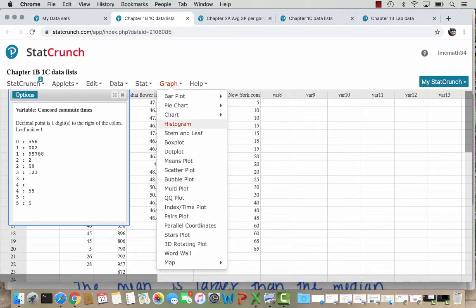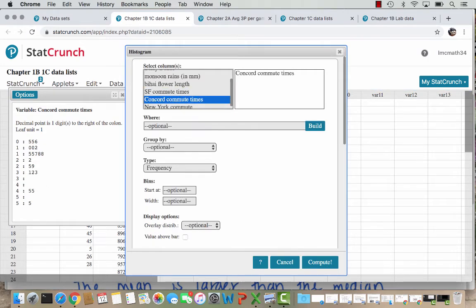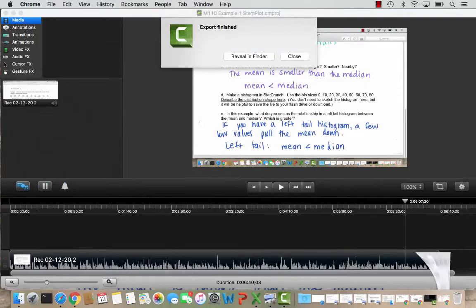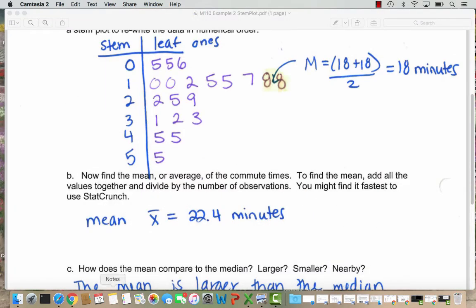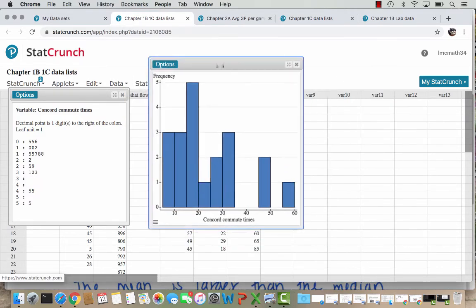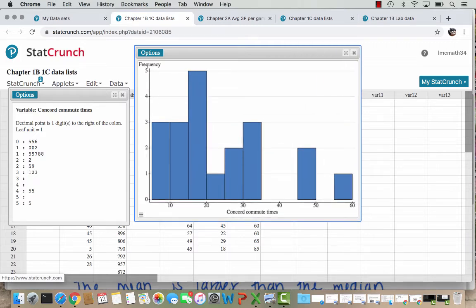If you think about it as a histogram, this is sort of just a histogram, but with bin size 5. So if we look at a histogram for this Concord commute time, we start at 5 and make our bin width 5, and then we say compute. This looks just like a rotated version of our stem plot.